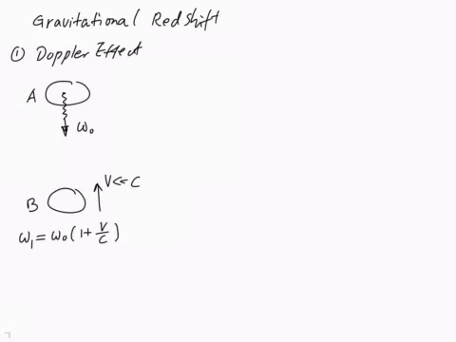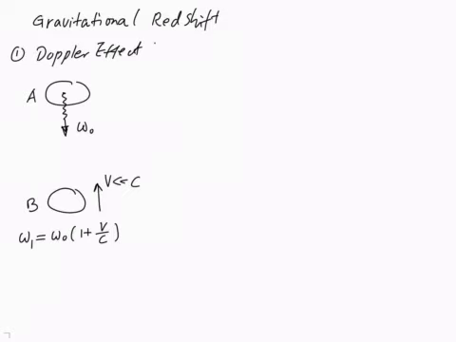The frequency observer B receives is higher because the time period it takes for observer B to receive each subsequent light pulse is shorter, since the observer is moving closer to A. That's why the frequency is higher when the observer is moving towards source A.